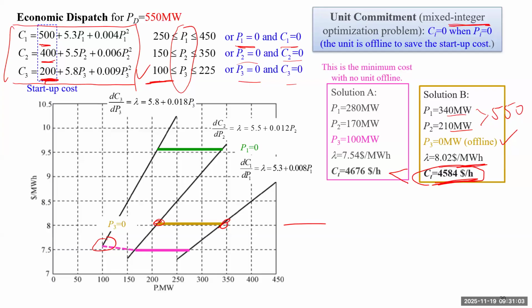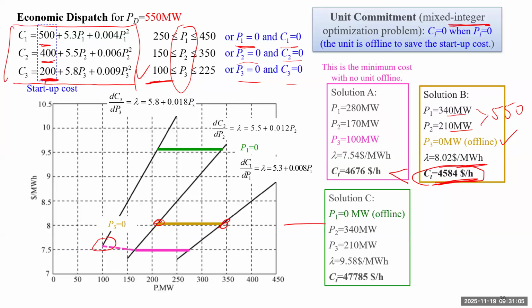There could be other cases, like what if unit 1 is off? If unit 1 is off, you move this horizontal line only intersecting with the second and third curve. So the cost is higher, right? Not smaller. So this is higher than the opposite way.